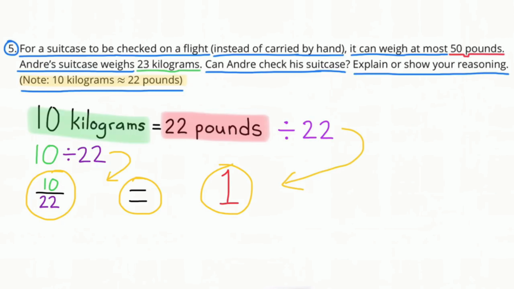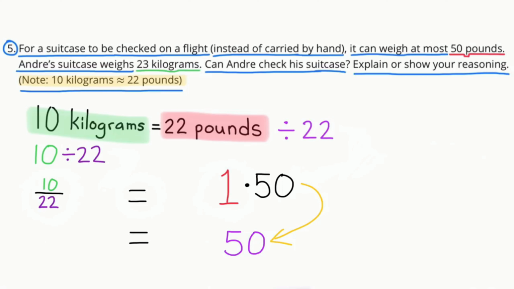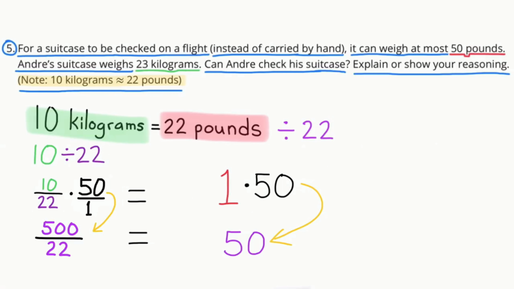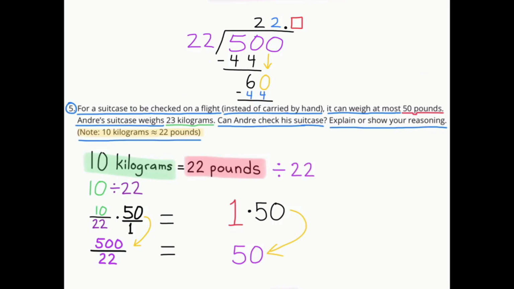Next, I'm going to multiply the 1 pound times 50, so I can make the right-hand side equivalent to 50 pounds. 1 times 50 equals 50. And since I made the pounds side 50 times larger, I need to make the kilogram side 50 times larger. So 10 over 22 times 50 equals 500 over 22. And 500 over 22 means 500 divided by 22. So 500 divided by 22 equals 22 point something.